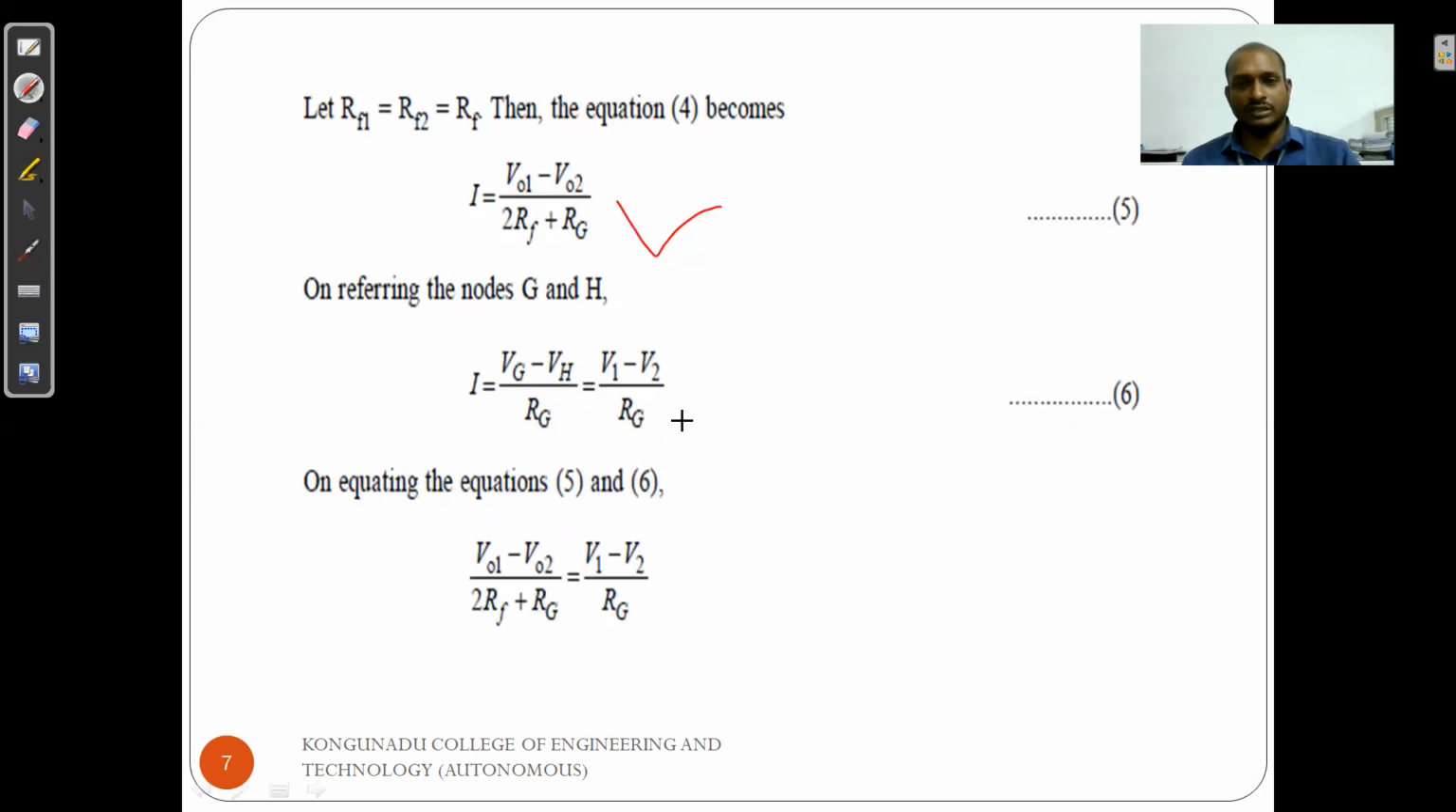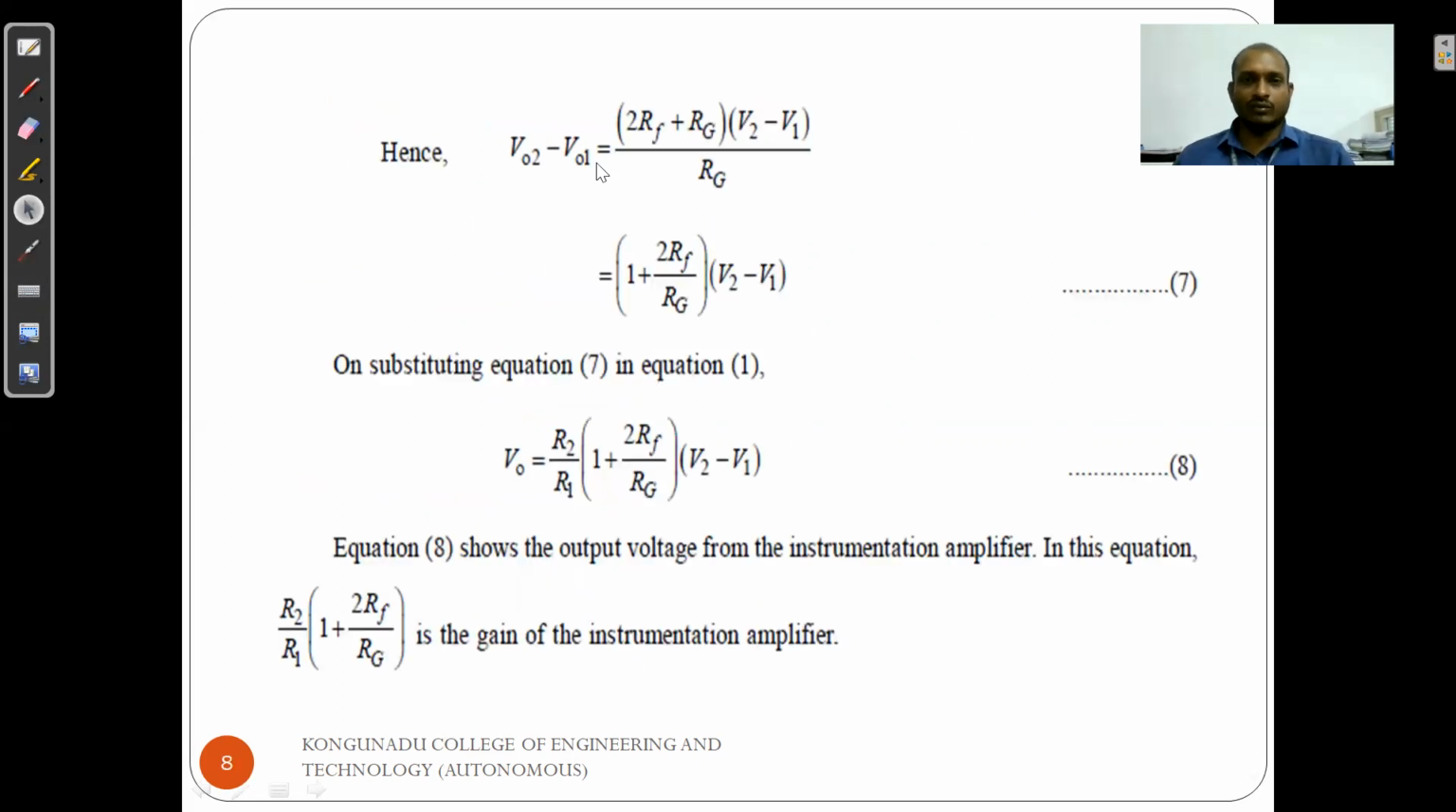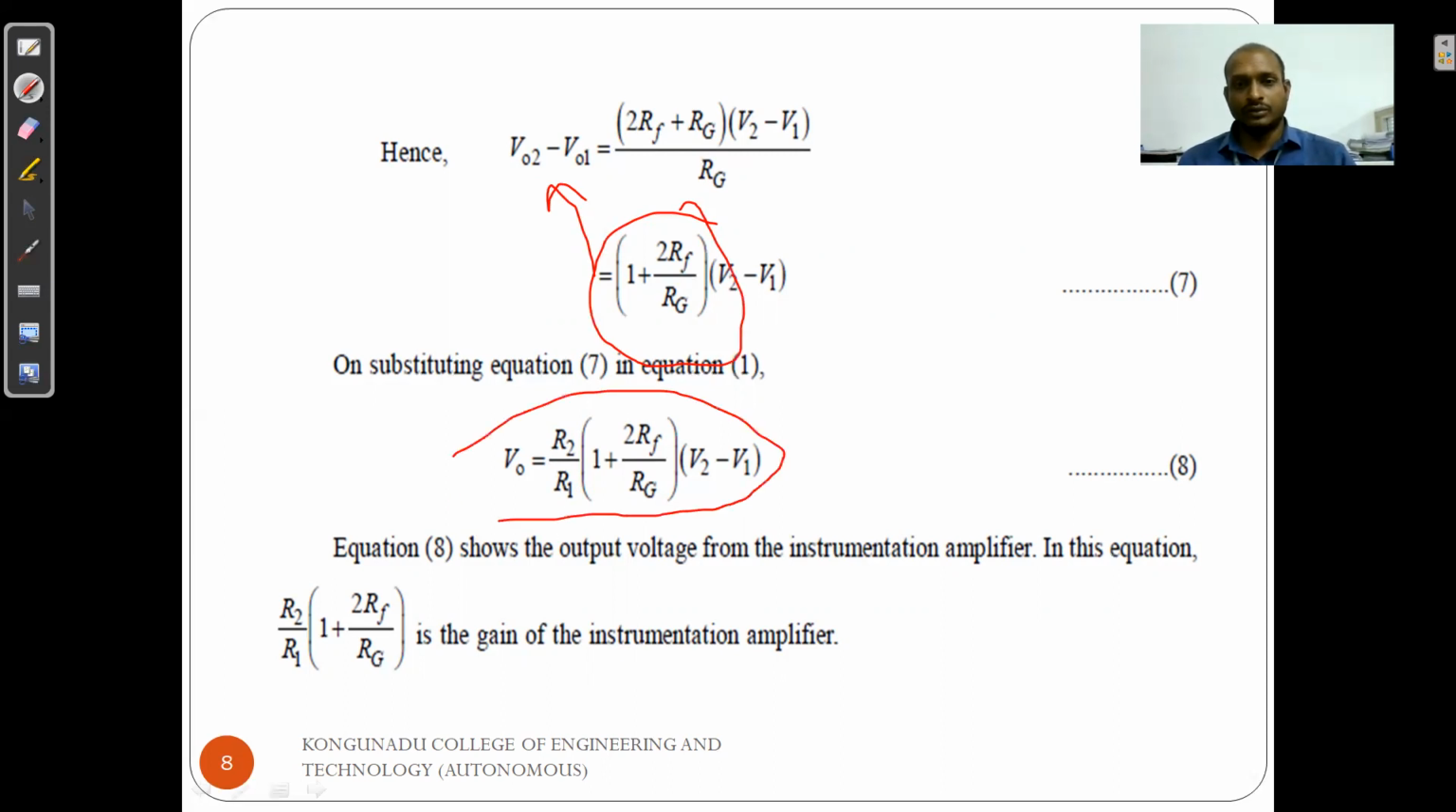Substituting this I value in equation number 6, we get this equation. From this equation, we are going to calculate the V02 minus V01 value. So V02 minus V01 is equal to (2RF plus Rg) into (V2 minus V1) by Rg. Simplifying, we get 1 plus 2RF divided by Rg, (V2 minus V1). We are going to apply this V02 minus V01 in equation number 1, that is R2 divided by R1 into (V01 minus V02). So this is the final output value. This part is called the gain of the instrumentation amplifier.